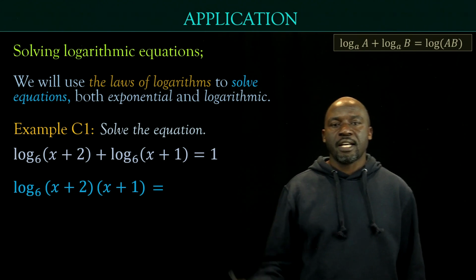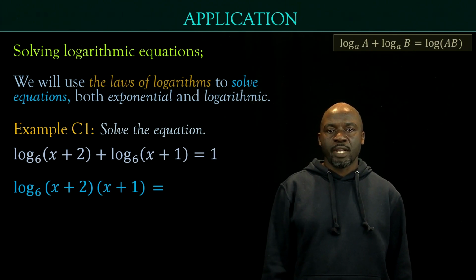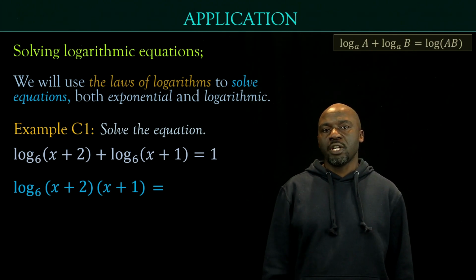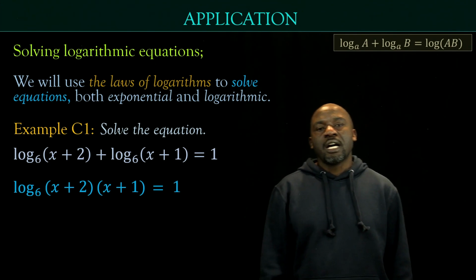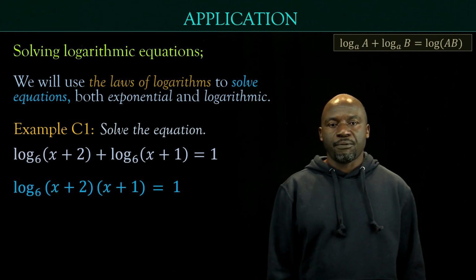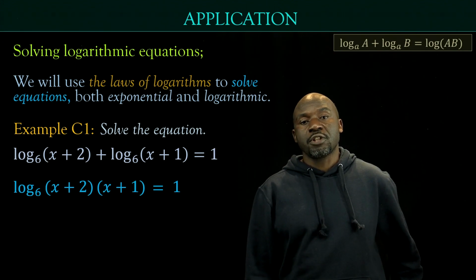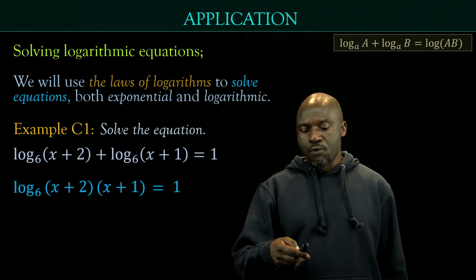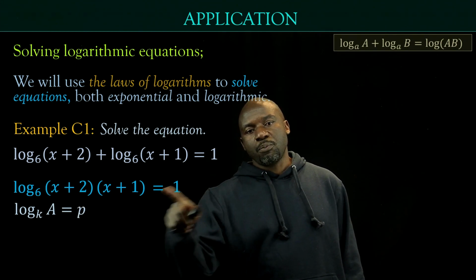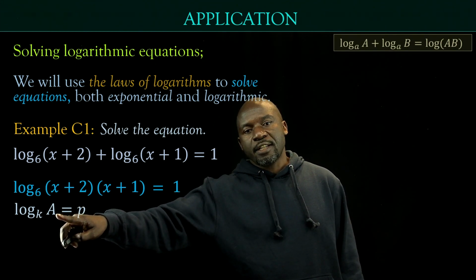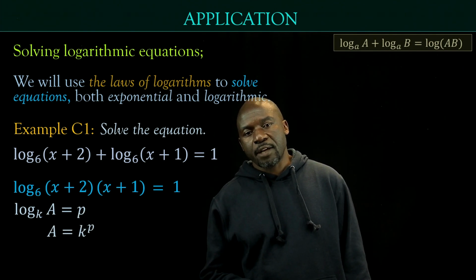So the left-hand side has been combined or compressed under one logarithmic expression, as we have already shown in the previous videos, all right? So this must be equal to 1. And now there are two ways we can go about this. The first is to simply convert from logarithmic to exponential notation directly. We know, for example, that if I have log to base k of a equals p, then I can write a is k to the power of p. So a is k to the power of p.